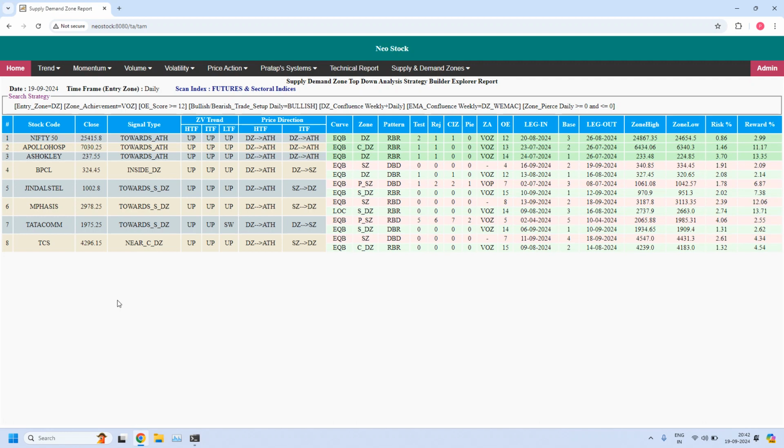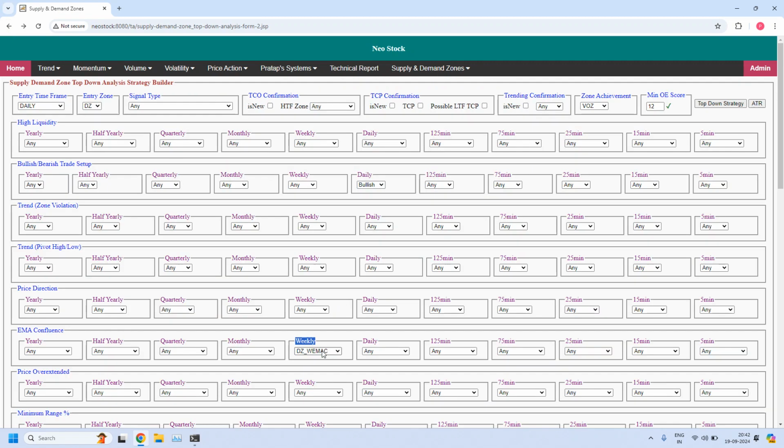Okay, this is about bullish trade setup, and also the LTF zone is part of the ITF zone, and the ITF zone is having ITF EMA confluence. Next, let us look for LTF, ITF, HTF zone confluence.